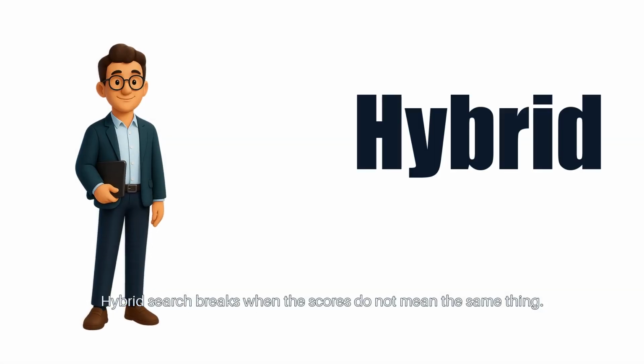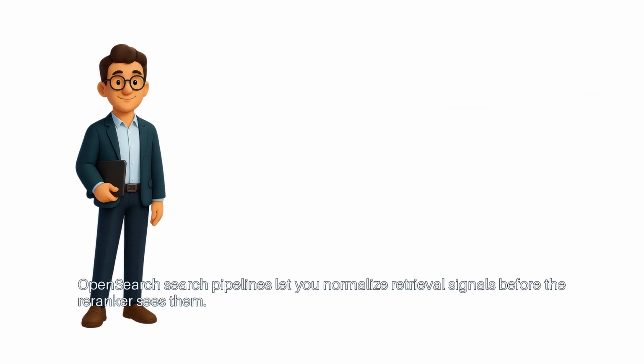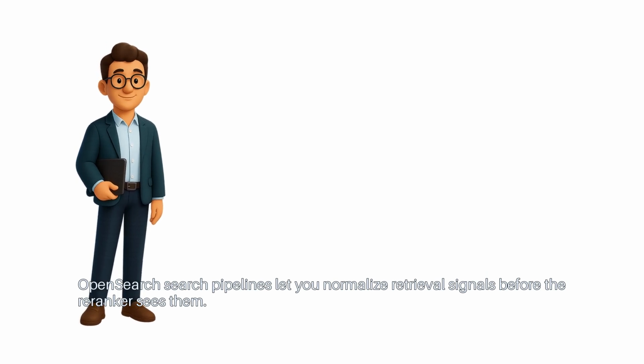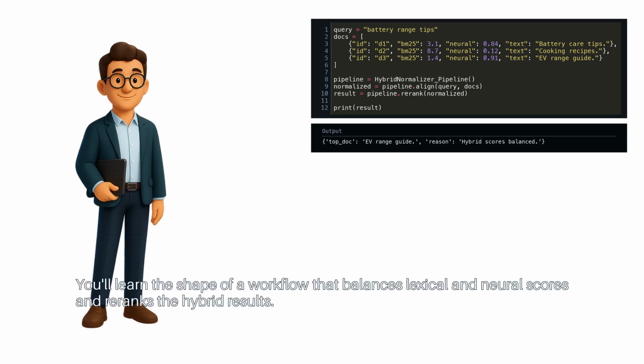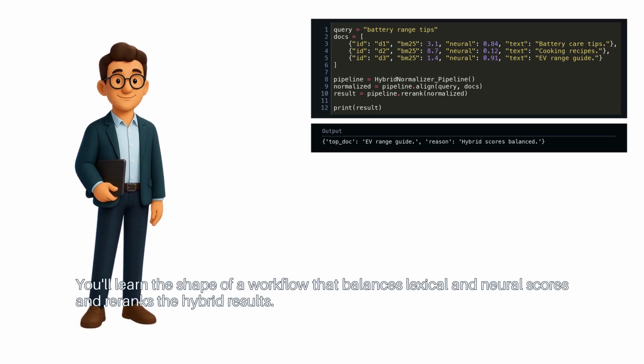Hybrid search breaks when the scores do not mean the same thing. OpenSearch search pipelines let you normalize retrieval signals before the reranker sees them. You'll learn the shape of a workflow that balances lexical and neural scores and re-ranks the hybrid results.